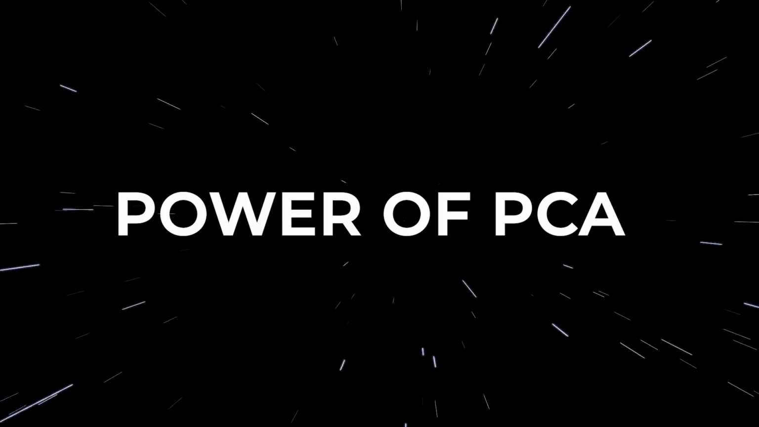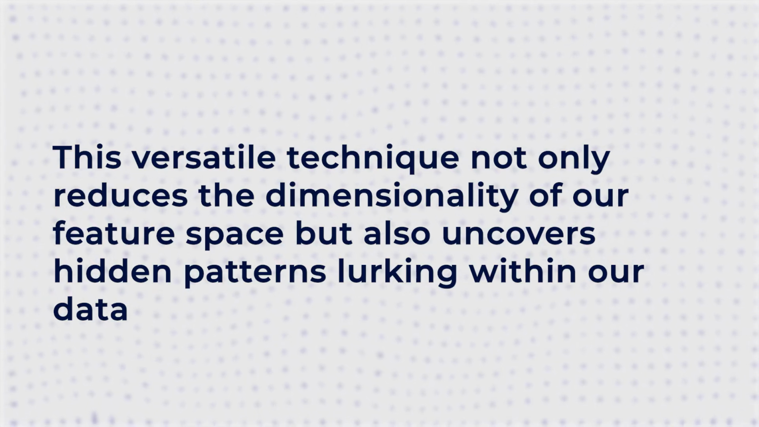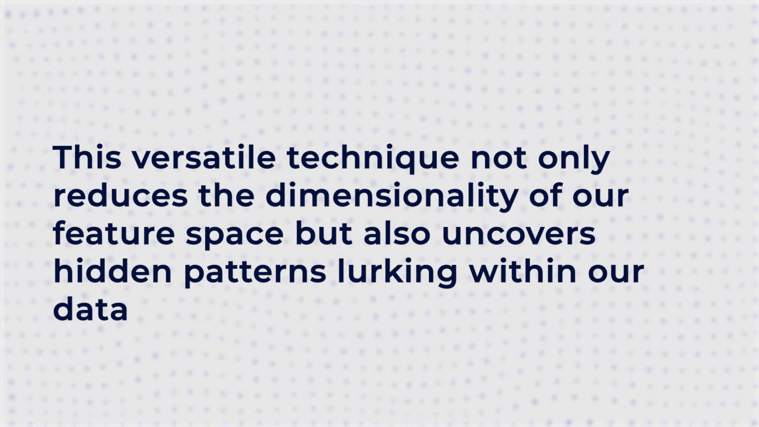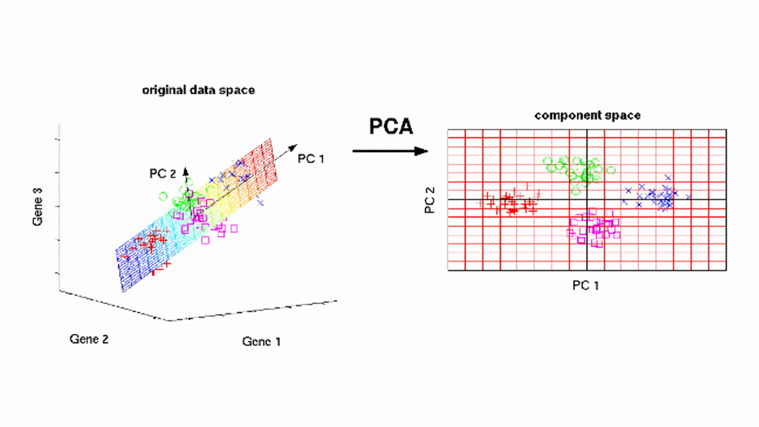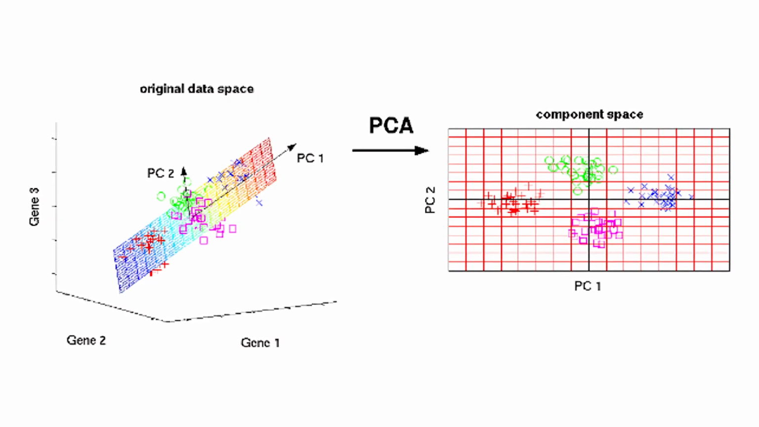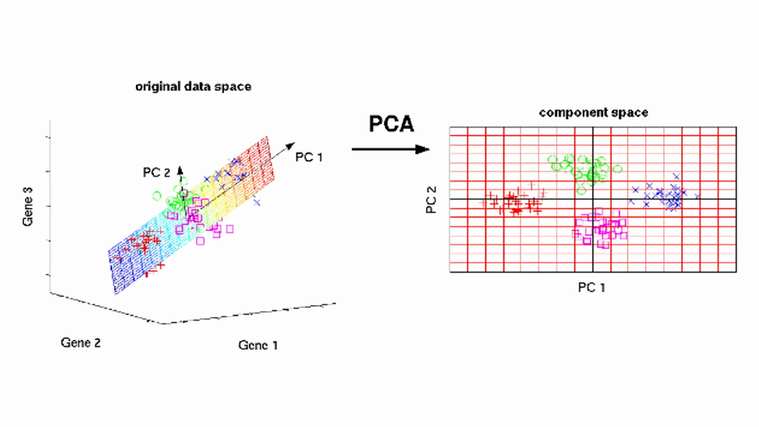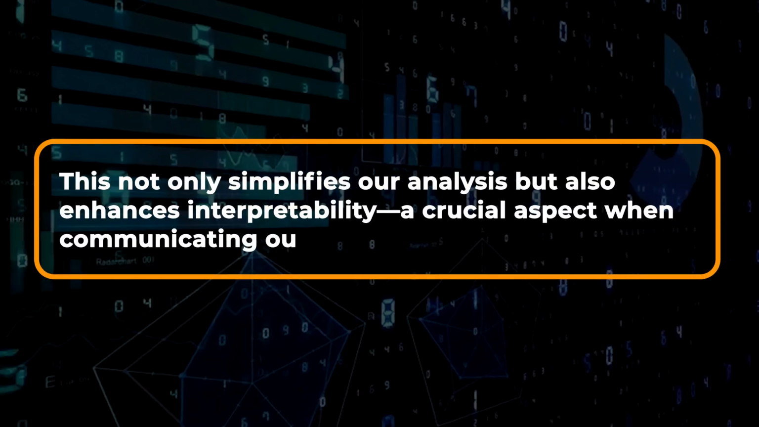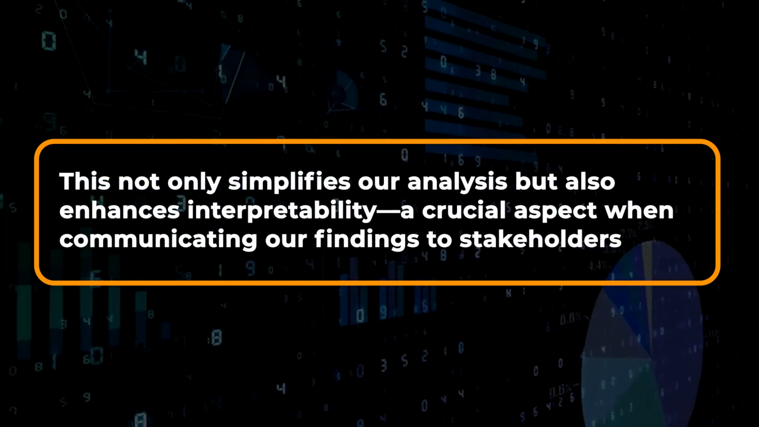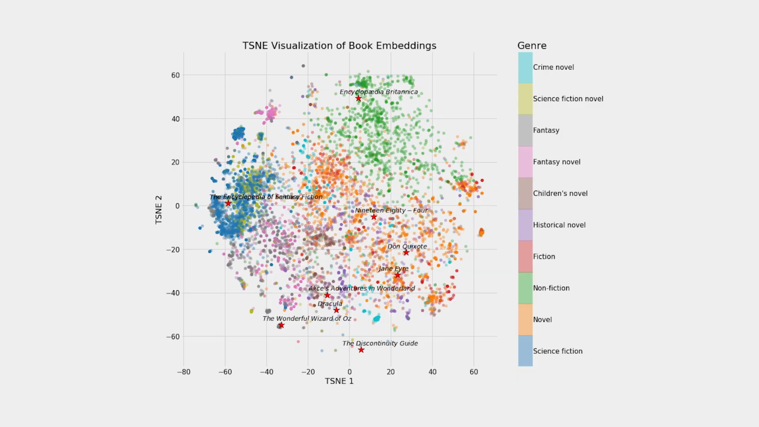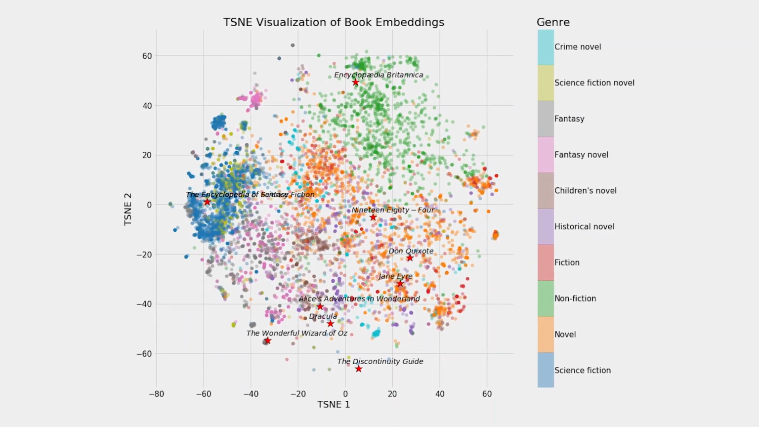Now, before we wrap up, let's take a moment to appreciate the power of principal component analysis, or PCA. This versatile technique not only reduces the dimensionality of our feature space, but also uncovers hidden patterns lurking within our data. By transforming our original feature matrix into a new set of orthogonal axes called principal components, PCA enables us to focus on the most significant sources of variation in our data. This not only simplifies our analysis, but also enhances interpretability, a crucial aspect when communicating our findings to stakeholders. So whether you're dealing with high-dimensional data or seeking to visualize complex relationships, PCA has got your back.